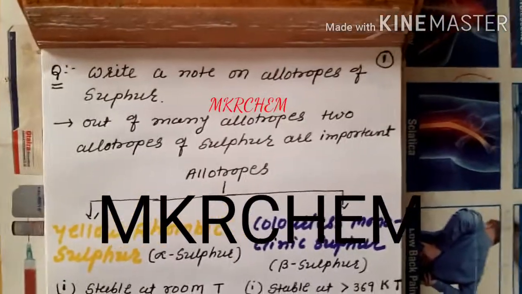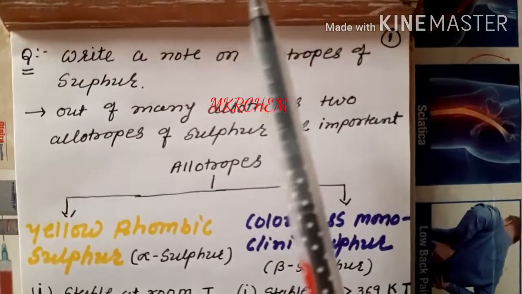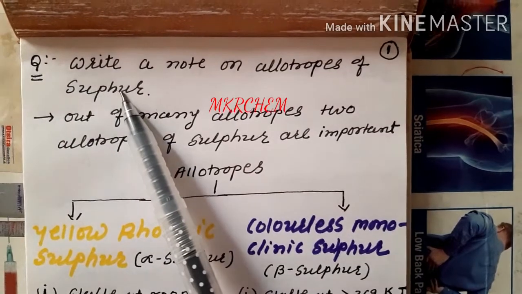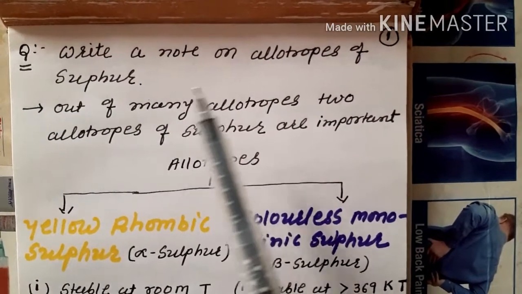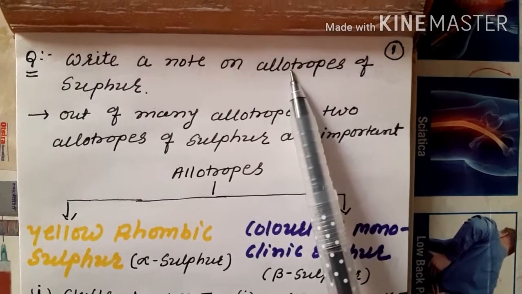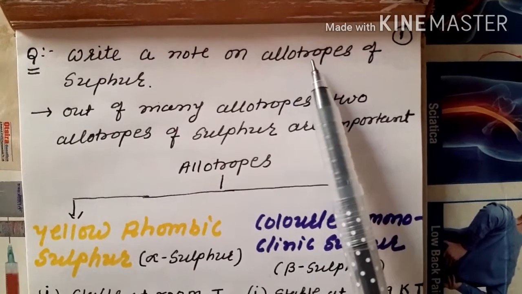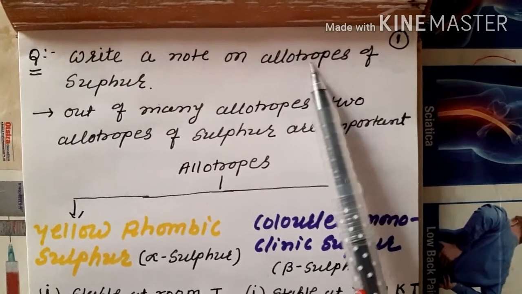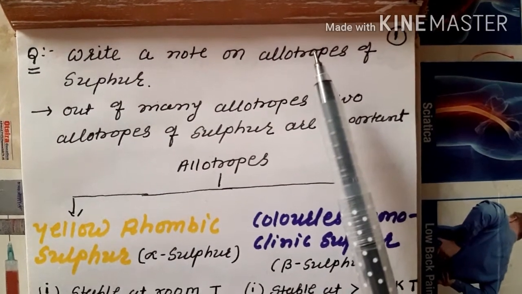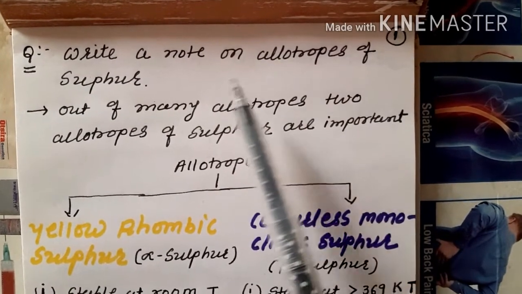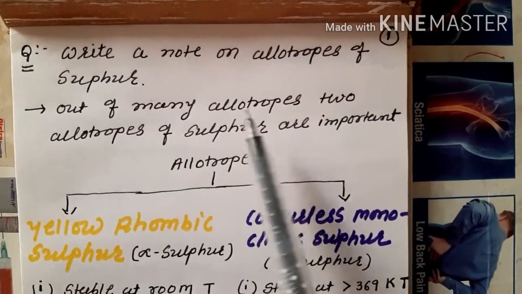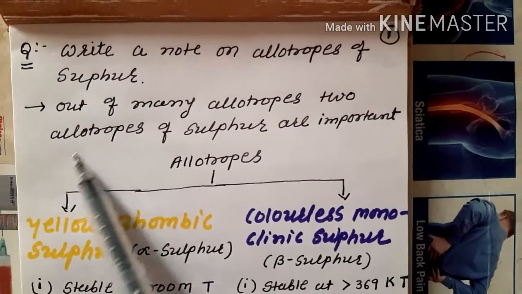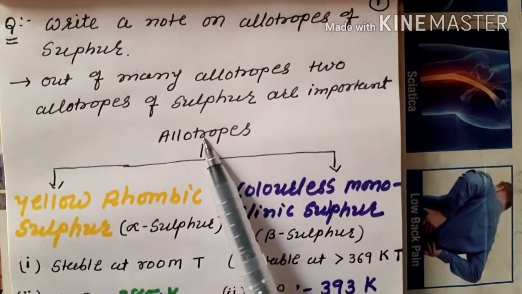Hello friends, let us discuss today about the allotropes of sulfur in group number 16 in p block elements. First of all, you know very well allotropes are the same element in different forms. Like carbon has allotropes like diamond, graphite, fullerenes, coal, etc. Like that, sulfur has many allotropes, and out of many allotropes, two allotropes of sulfur are most important.